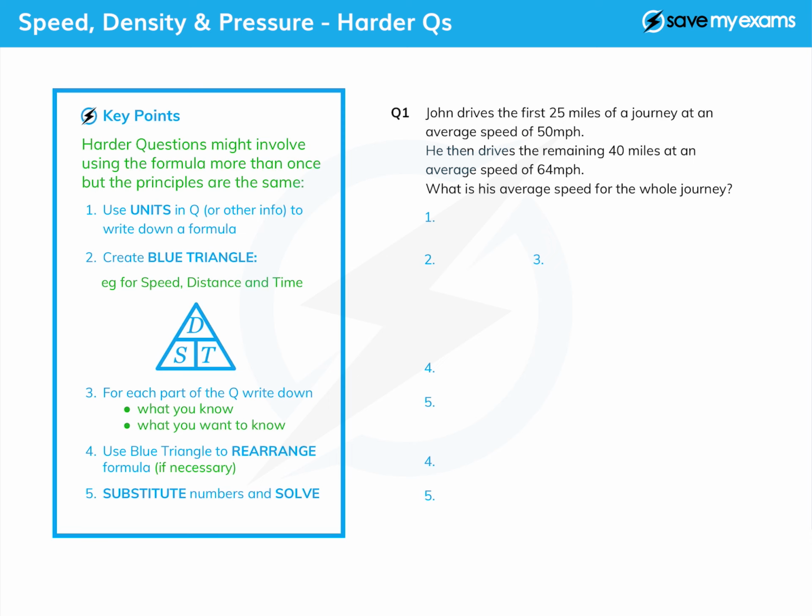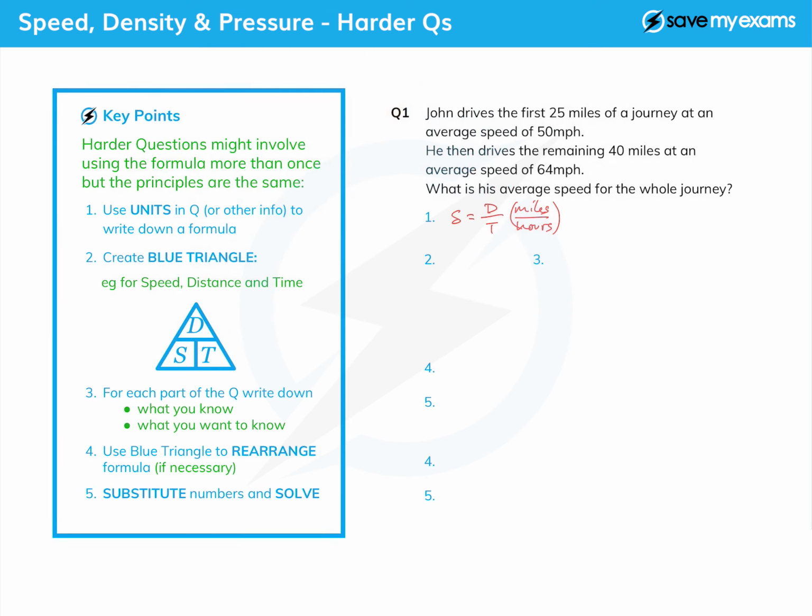Now, one of the criticisms of blue triangles is that you have to remember the formula. Well, actually, you don't, because as it says in the key points, we can use the units in the question to write down the formula. And the units in the question are miles per hour. In other words, miles over hours. And of course, speed is therefore miles, which is distance, over hours, which is time. So even if you can't remember the formula, the question usually gives it to you.